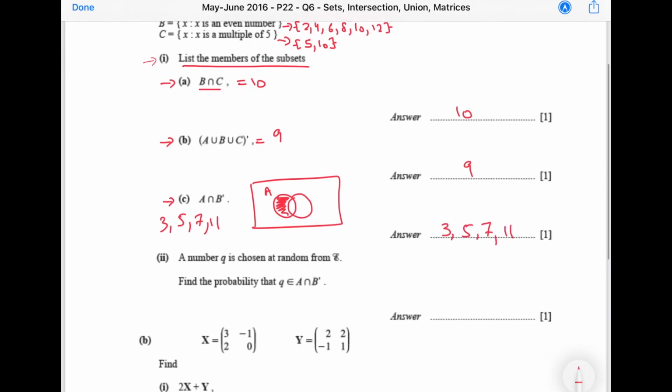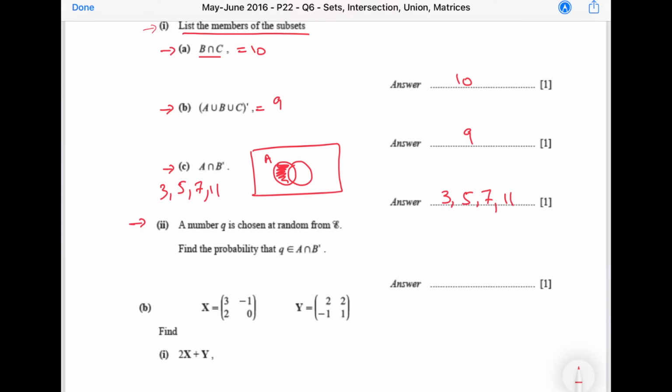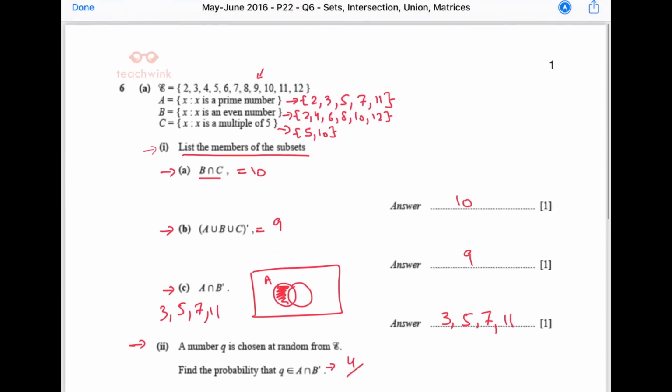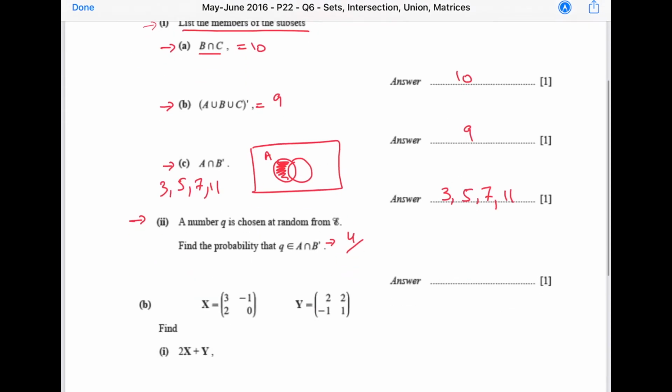The next part says a number q is chosen at random from the universal set. Find the probability that it is from A intersection B complement. Since there were 4 members in A intersection B complement, which were 3, 5, 7 and 11, this would be divided by the total number of elements in the universal set, which let's see how many they are. 1, 2, 3, 4, 5, 6, 7, 8, 9, 10, 11. So the probability is 4 over 11. You write that over here.